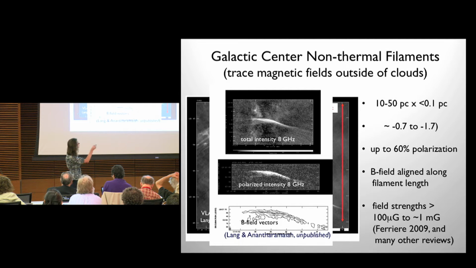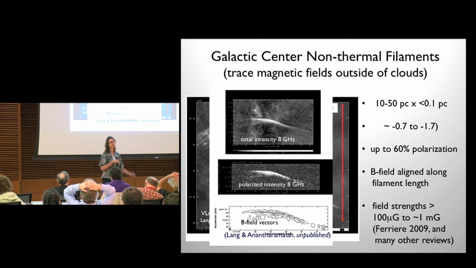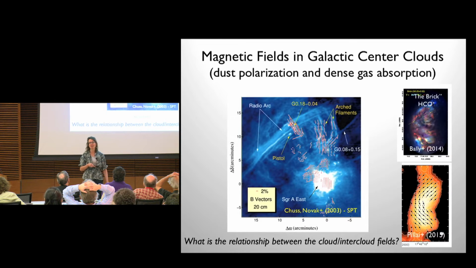These filaments are strongly linearly polarized, in some cases upwards of 60%. So the bright ones can be quite easy to see with radio interferometers. The field strengths can be estimated through a variety of ways in the Galactic Center. I think we're settling on overall magnetic fields in the filaments being closer to 100 microgauss, up to, in some cases, a milligauss, and then in the ambient region around the filaments, which we also think is magnetized, the field strength may be lower.